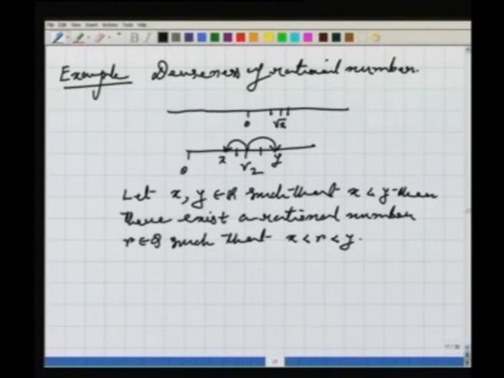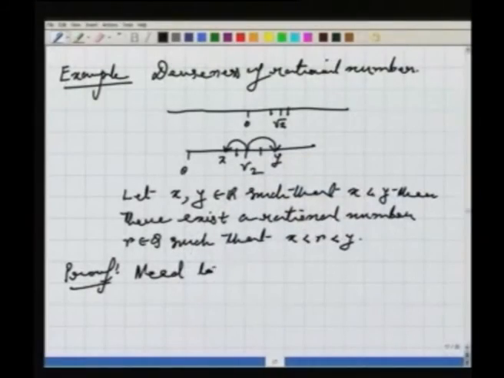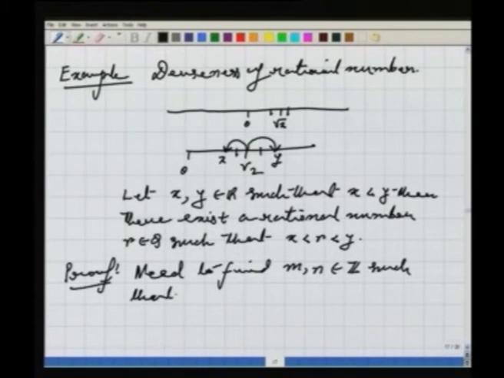The proof of this is just a very simple application of the Archimedean property. If you think a little bit, you will also come up with a proof. So, the proof is this. First thing is, what exactly do I want? I want a rational number r which lies between x and y. That means I need to find two integers, let us say m and n, such that x is less than m by n and this is less than y.